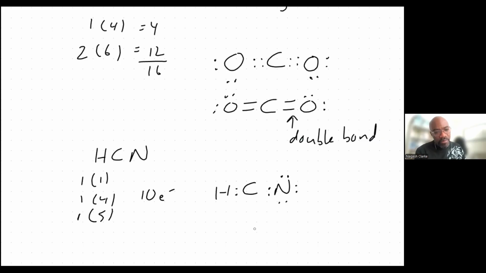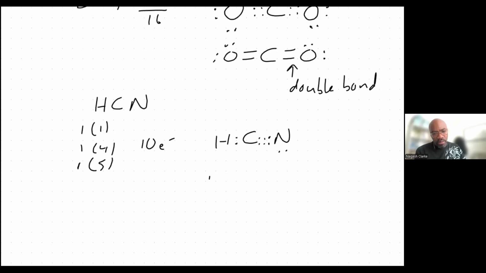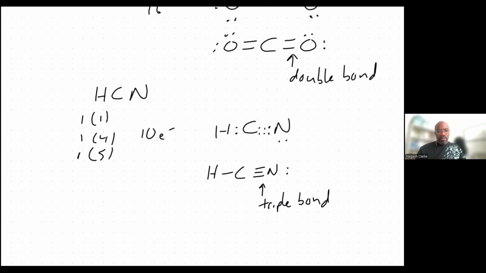But my carbon is not happy. It has 4. So I'm going to carefully, without erasing my nitrogen, remove 4 electrons. So then I have a triple bond between the C and the N. So I call that a triple bond. This is how you do your Lewis structures.